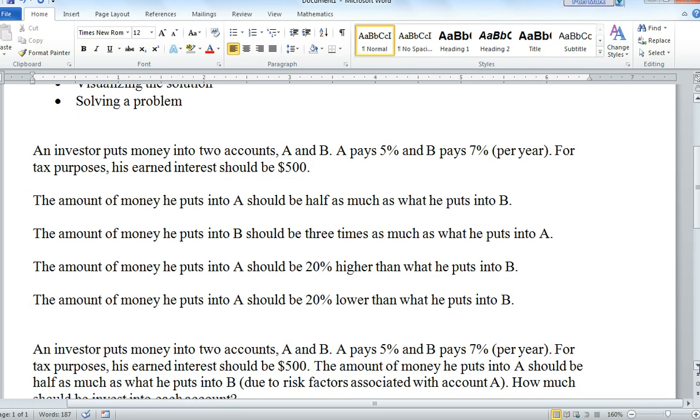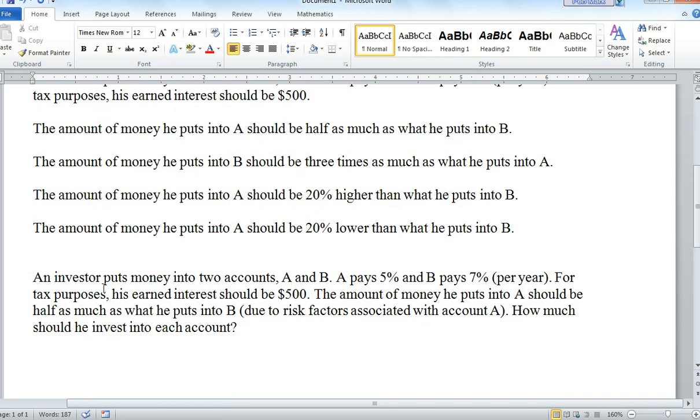Finally, let's actually take a look at a problem that puts it all together. So an investor puts money into two accounts, A and B. A pays 5% and B pays 7% per year. For tax purposes, his earned interest should be $500. The amount of money he puts into A should be half as much as what he puts into B, due to risk factors associated with account A. How much should he invest into each account?